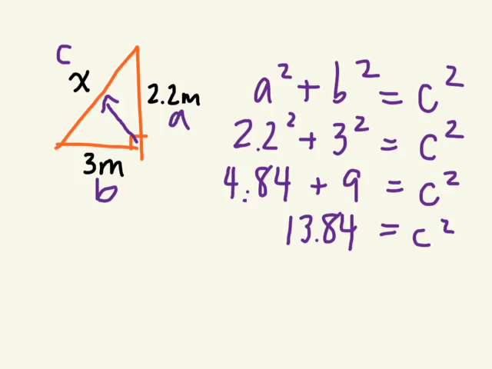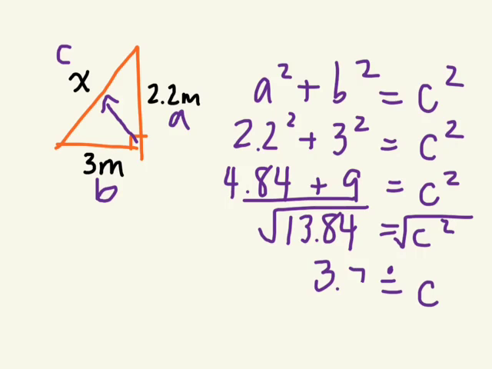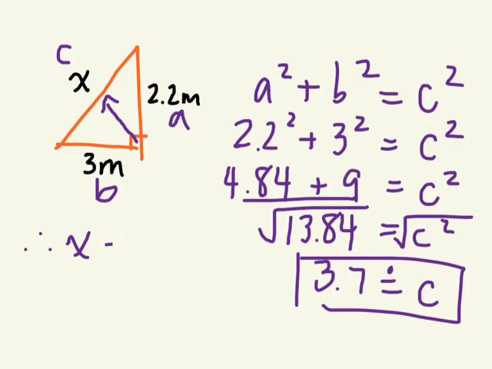Okay, we simplify the left side. 13.84 equals C squared. How do you find C? You square root. Square root, good. What's the square root of 13.84? Round it off to one decimal place. It's approximately equal to 3.7. So therefore, X in the diagram is approximately equal to 3.7 meters.